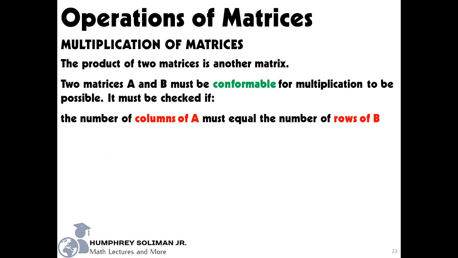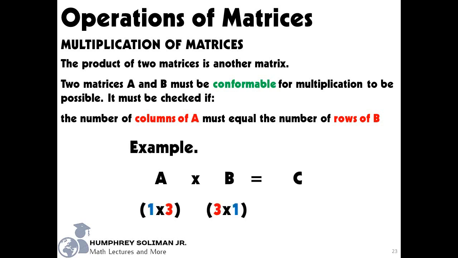The product is another matrix. For multiplication of matrices to be possible, the two matrices A and B must be conformable. This means, we need to check first, the number of columns of matrix A, if it is equal to the number of rows of matrix B.